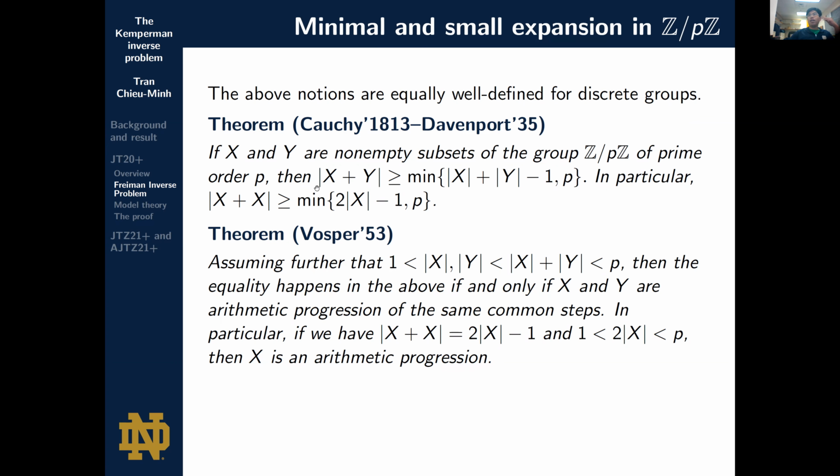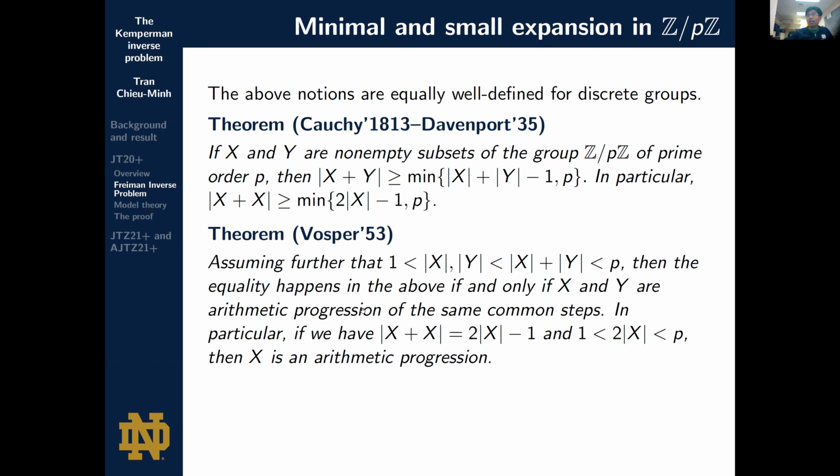In this case, the analog of the Kemperman inequality is a theorem by Cauchy and Davenport, which says that if you look at two non-empty finite subsets A and B of this group, then the size of the sum needs to be at least the minimum of the sum of the sizes minus 1, and p. So the minus 1 over here is coming from the disconnectedness in some way. And in particular, the size of X plus X is at least the minimum of 2 times the size of X minus 1, and p.